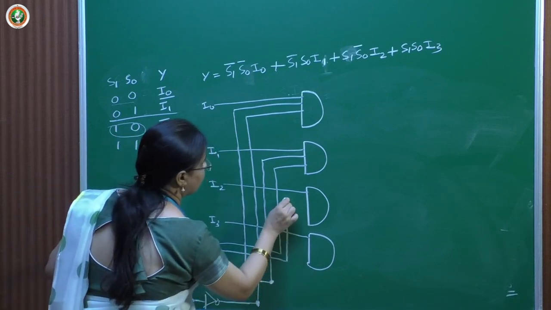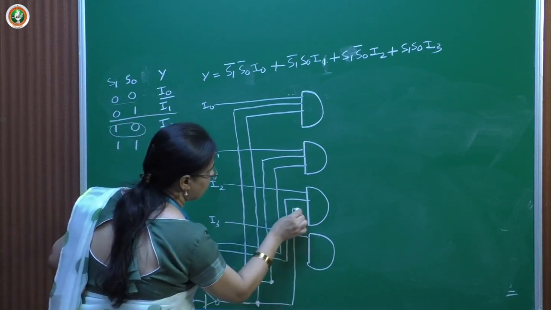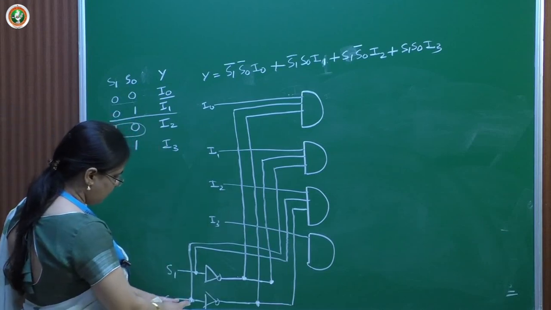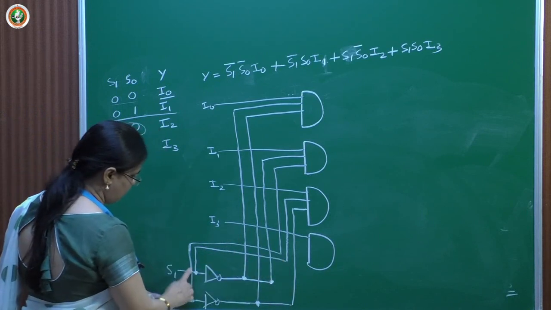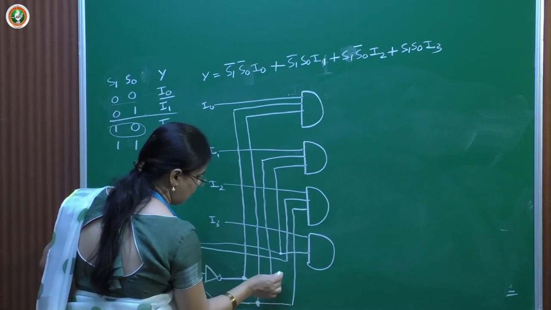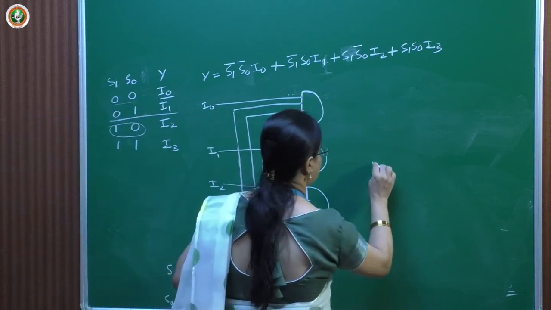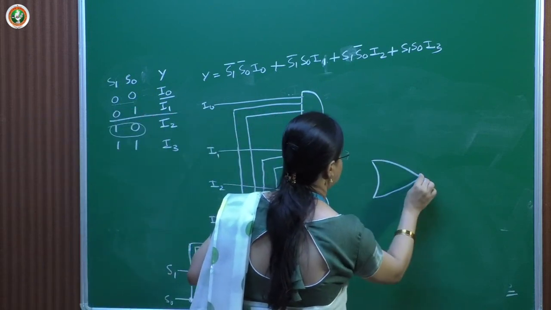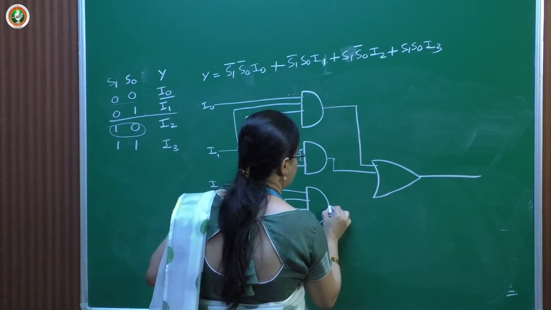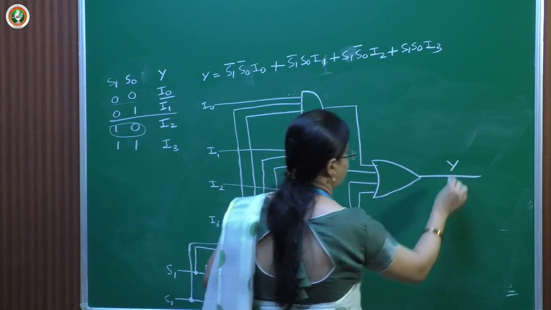And S0 bar. S0 bar means it should come from this point. Okay. Then the last one, both are in its uncomplemented form. See, this line is coming here. Both are uncomplemented. So I can just extend this to this. And even I can extend this to this. So now I want to connect the output of all these AND gates to an OR gate. Like this. Okay, so now this is the Y bar.